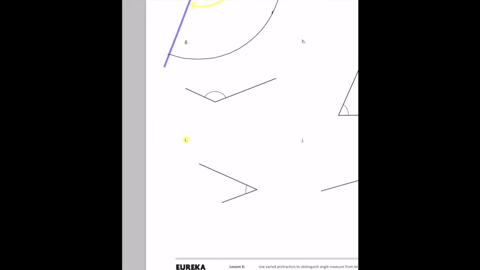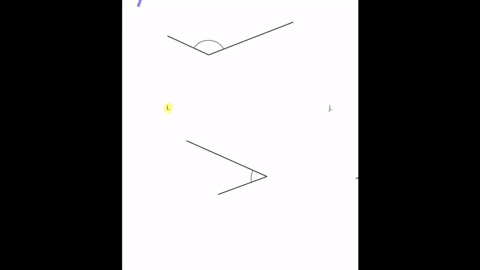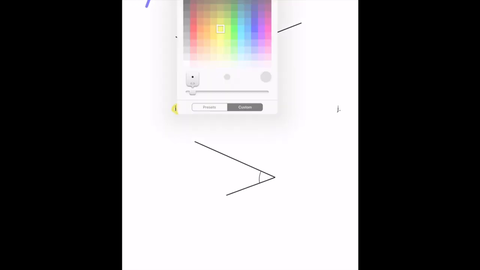Okay, let's look at I. Okay, so this one is, notice the angle, the vertex is on the right side, and I want to go ahead and extend those arms out again.